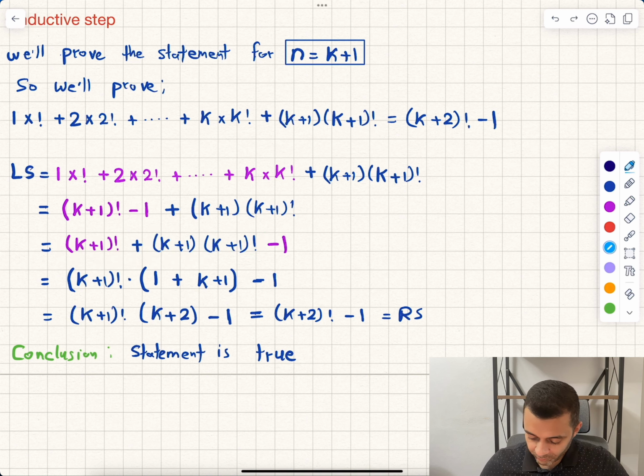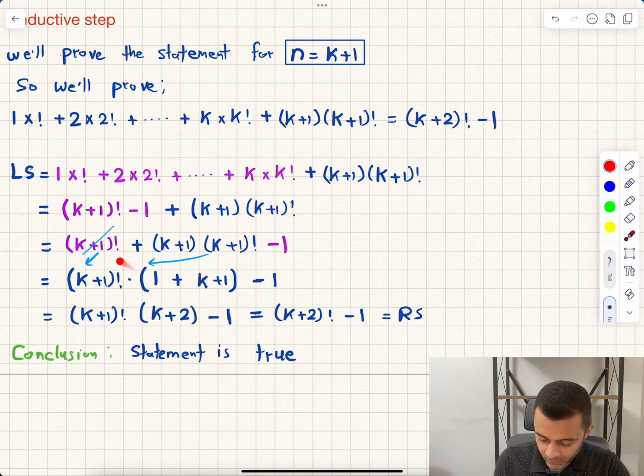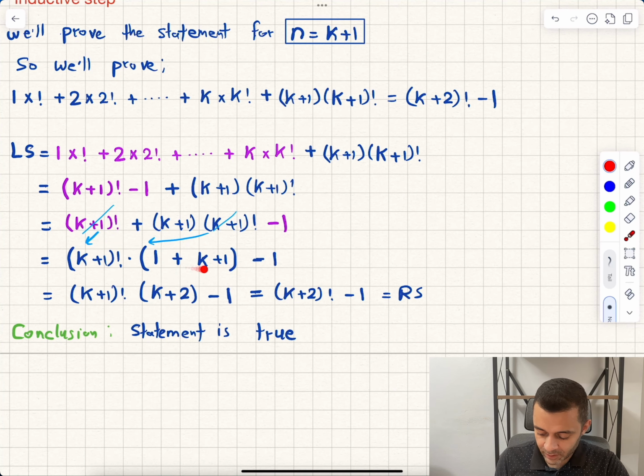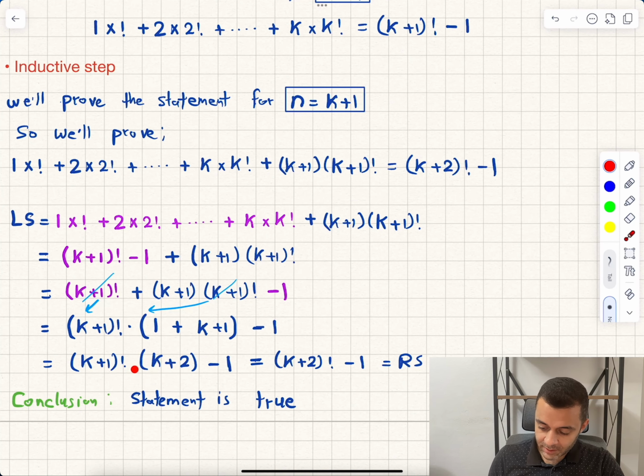So here, if you factor the k plus 1 factorial from both, here you will have 1 only for this. Notice that k plus 1 factorial times 1 will be this. Then, plus the k plus 1 you left from the other term when you factor. So you have 1 plus k plus 1 and then minus 1 as it is. This bracket will be simplified to k plus 2. So we have k plus 1 factorial times k plus 2 minus 1. Now here we have an important step. Notice that if I stop here, it's not the aim I'm proving. I need to make it like this.